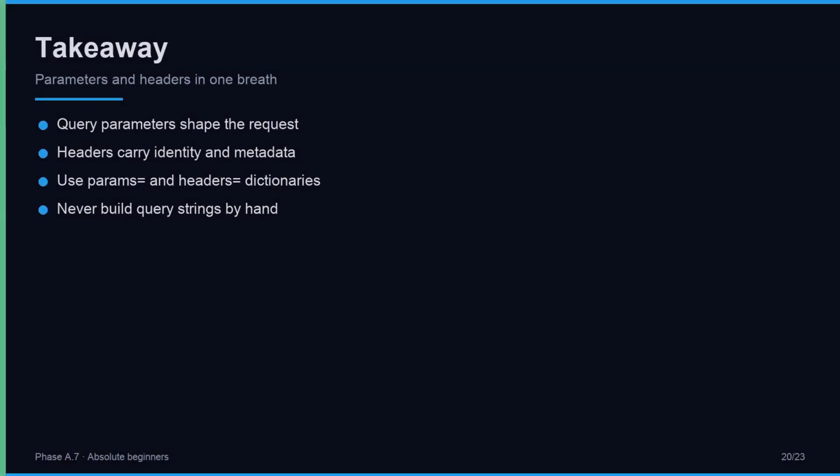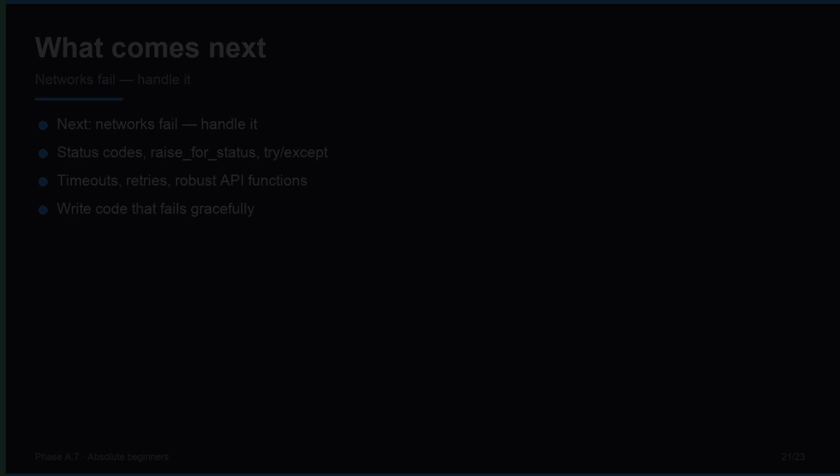Take this lesson in one breath. Query parameters shape what you ask for, filters, search terms, page numbers. Headers carry metadata about the request, authorization, content type, user agent. You send parameters with the params argument and headers with the headers argument. Both are dictionaries. Never build a query string by hand. Let requests encode values safely and assemble the URL correctly. Two channels, one habit.